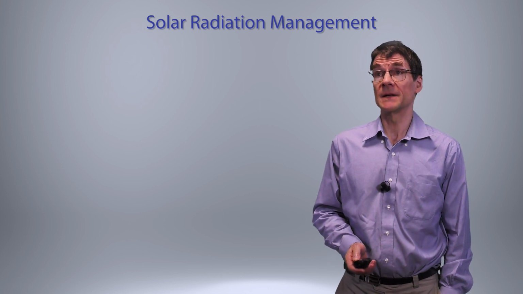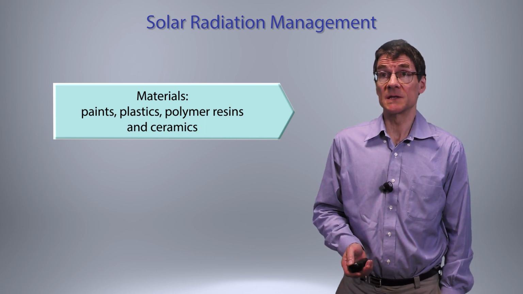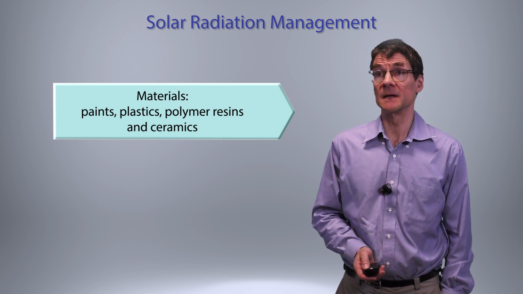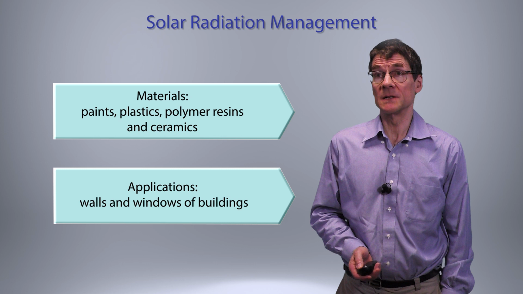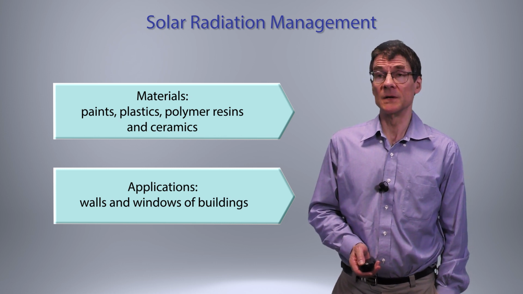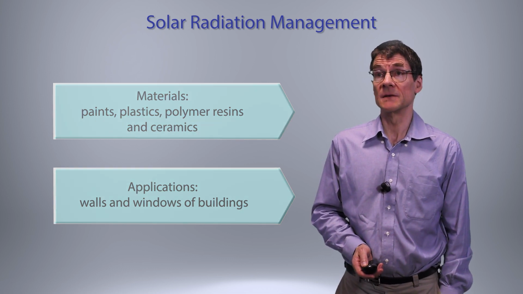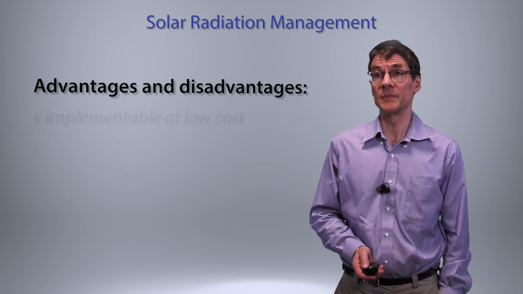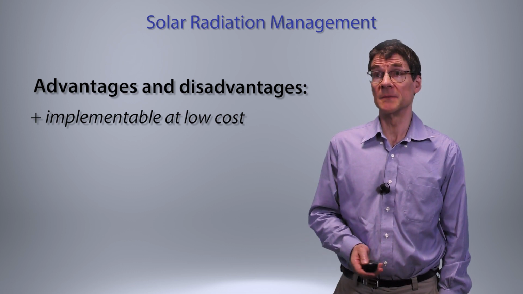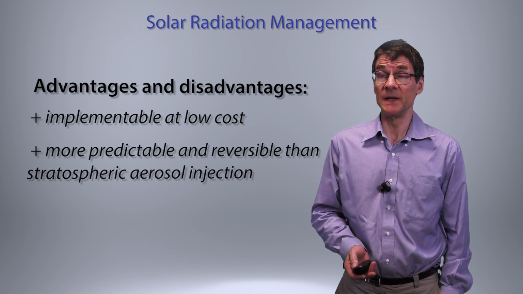And here's the second slide showing what kind of materials can be involved. They can be simply paints, basic product, plastics, polymer resins, and ceramics like tiles. And it can be applied to individual buildings, the walls and the windows, right? So a homeowner could do it, or an office building, or a garage, and so on. Right? So it might only cost a few $1,000s. So that's one of the advantages, implementable at low cost, and it's scalable because it can be simply applied to more and more buildings. Another advantage is that the effects are predictable, and indeed we experience that.